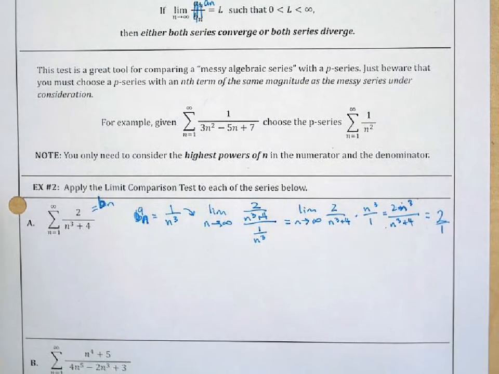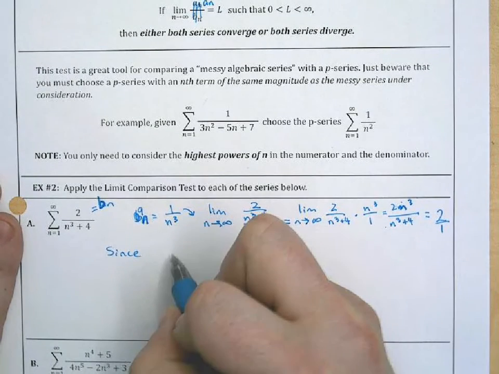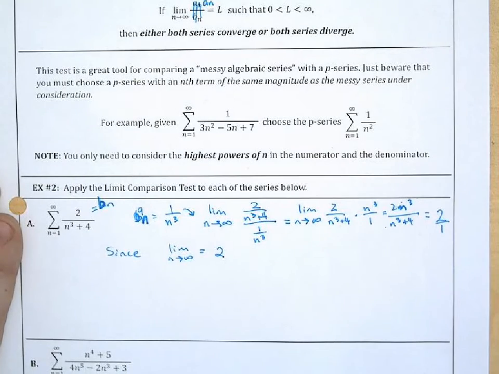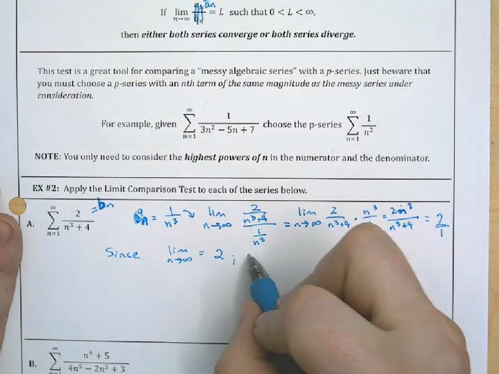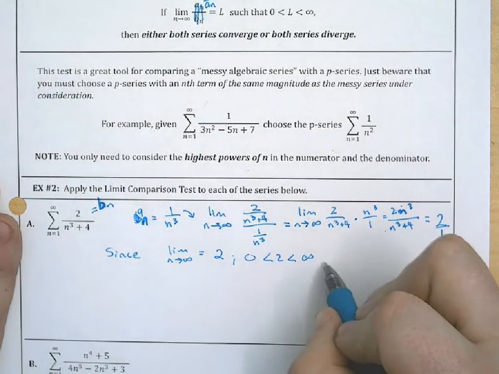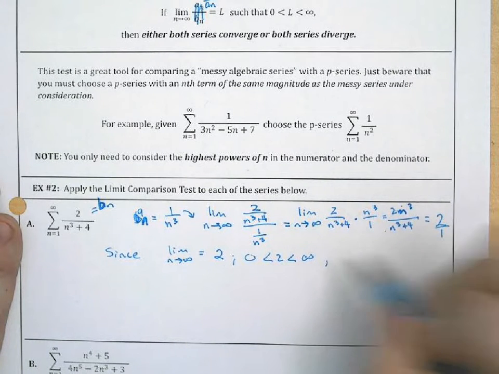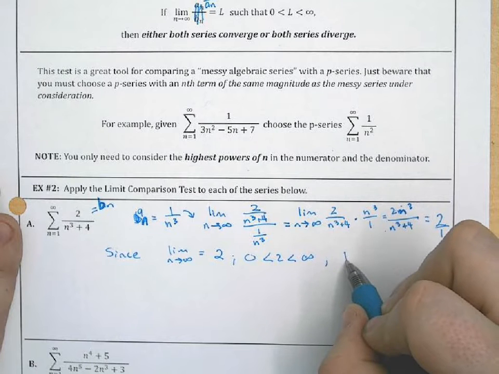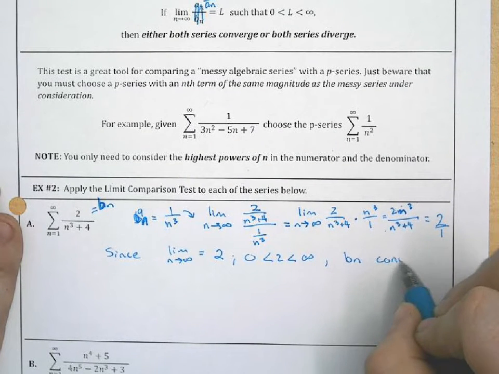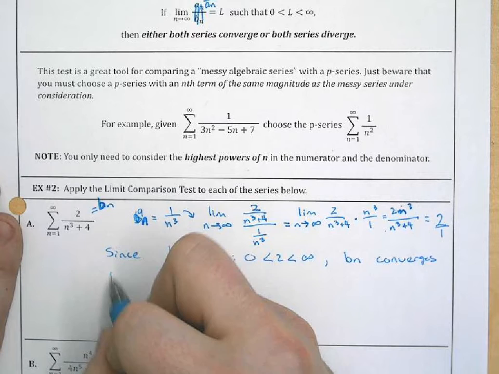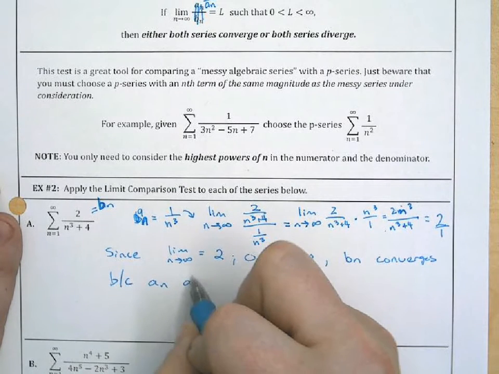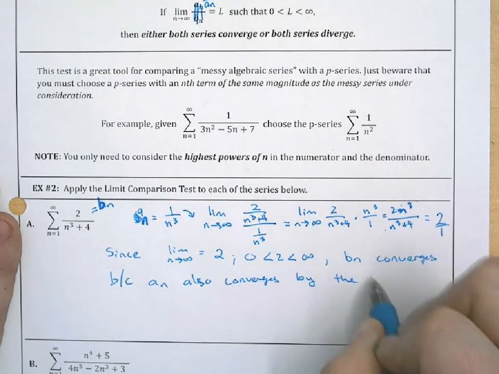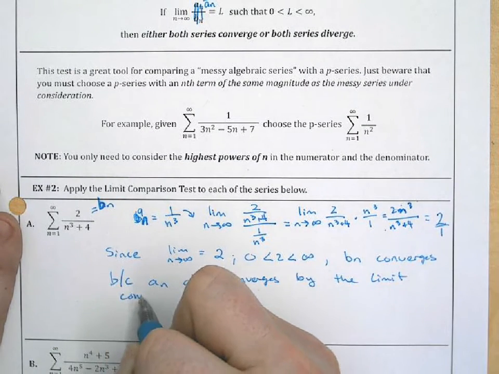So what we can say is, since the limit as n approaches infinity equals 2, and this is between 0 and infinity, B sub n converges because A sub n also converges by the limit comparison test.